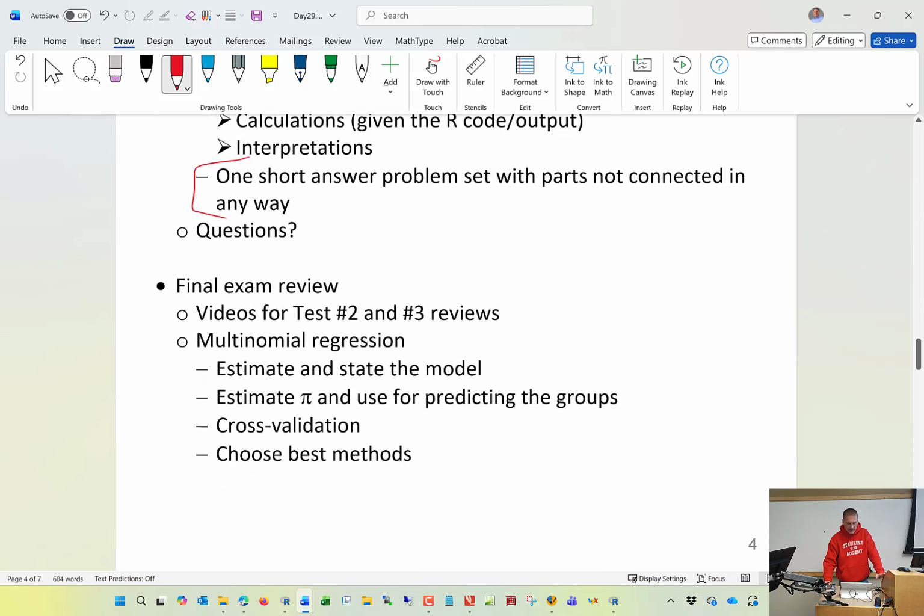In terms of the actual material that's on the tests, in terms of why we normally do a final exam review, I would say exactly the same thing as I did for the test number 2, test 3 reviews. So please see the corresponding videos. As for the stuff that we haven't reviewed before, it's just the multinomial regression. So what's important? Estimate and state the model. So make sure you know how to do that. Make sure you get your hats on the correct things, for example. How to estimate pi and use it for predicting the groups, which we talked about today. The whole concept of cross-validation, how to choose the best method. That's the important stuff.